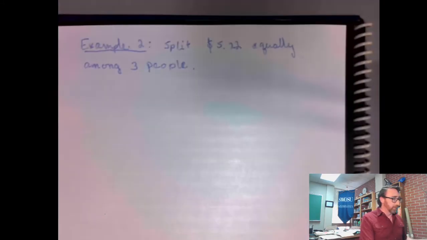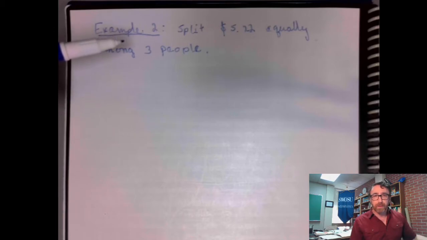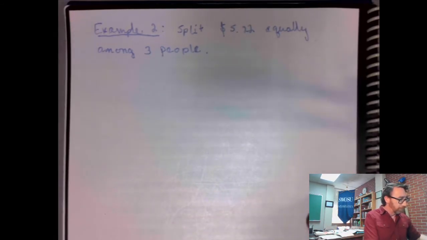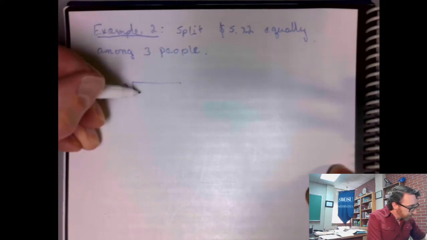Okay, let's look at another example, maybe a little more involved here. So, split $5.22 equally among 3 people. Oh, and I should also note that in the previous example and in this example, we were using the partitive approach to division. In each case, we're dividing our quantity into 3 parts. We don't know how big the parts are, hence partitive approach. Okay, so let's go over the long division process here.